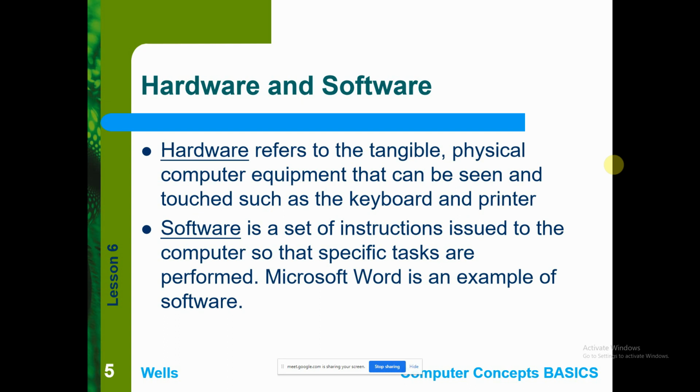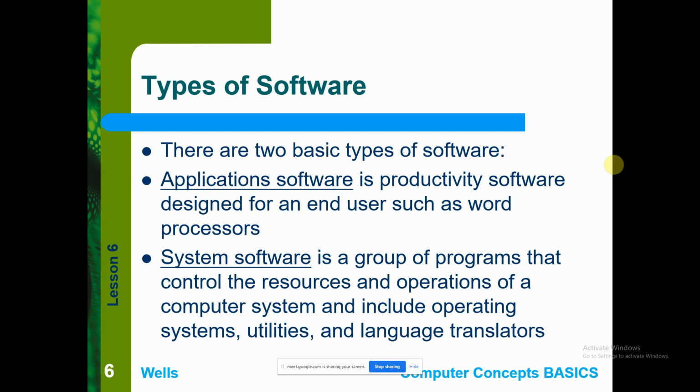So we go again with the definition of the two. The physical and tangible computer equipment that can be seen and touched. So that is our hardware. And the software is the set of instructions issued by the computer to do that specific task and perform it as an output for the system unit.